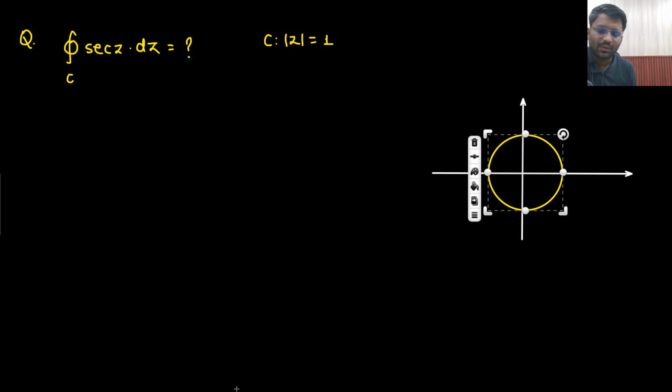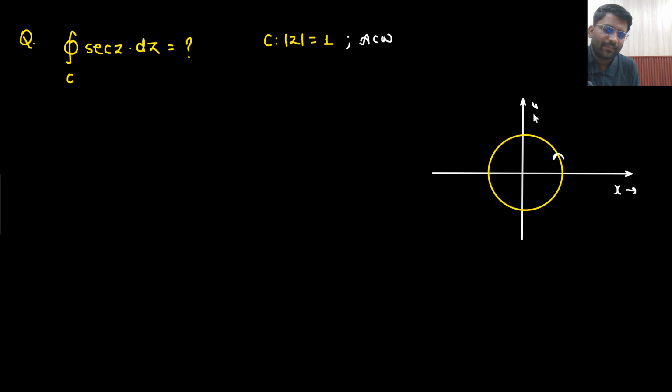Over this contour, they could have written the direction you need to take: anti-clockwise. This would have been given in the question. So this is the contour that we are having. Radius of 1 is there.